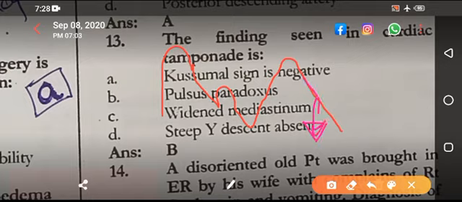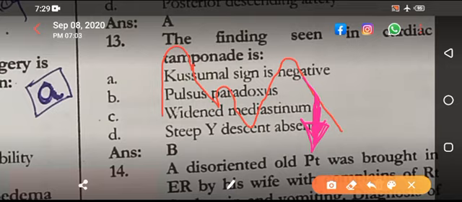The rapid Y descent is there because of the cardiac tamponade. This is the rapid Y descent. The steep Y descent is due to the cardiac tamponade, because the pericardial fluid is not allowing the heart to dilate. If that is not allowing the heart to dilate, there is quick filling of the ventricles, and you will see there is a sound called a knock sound. That is called pericardial knock.